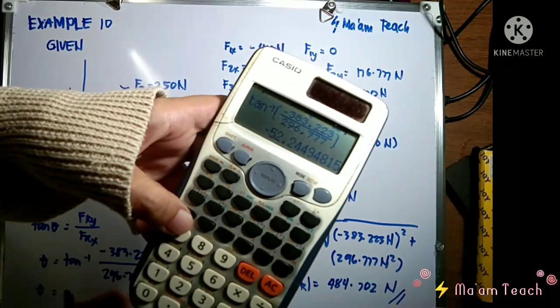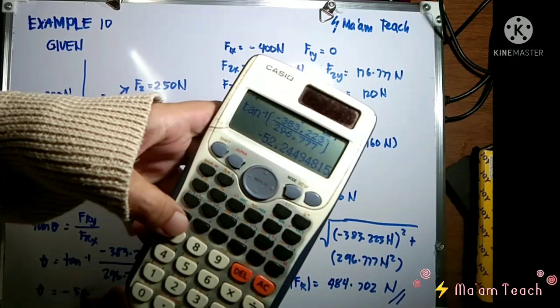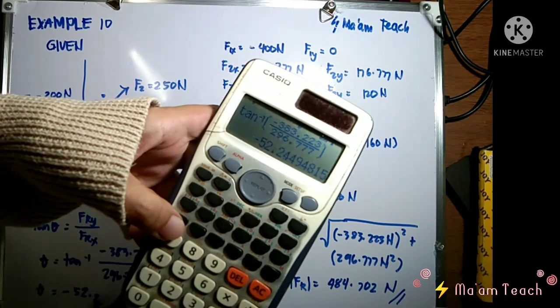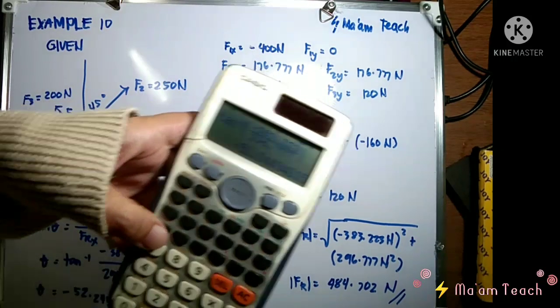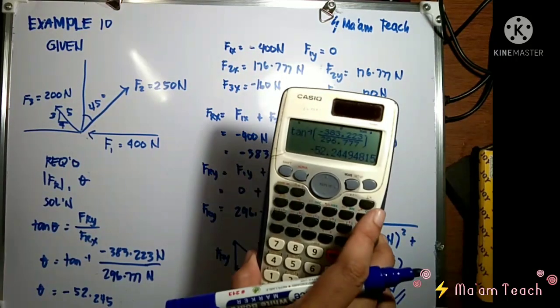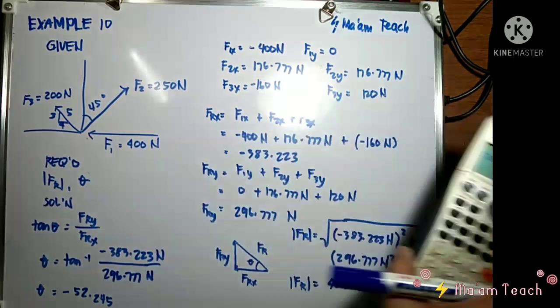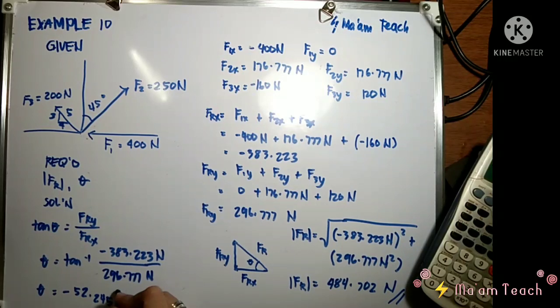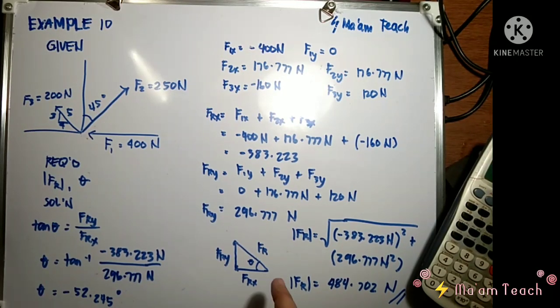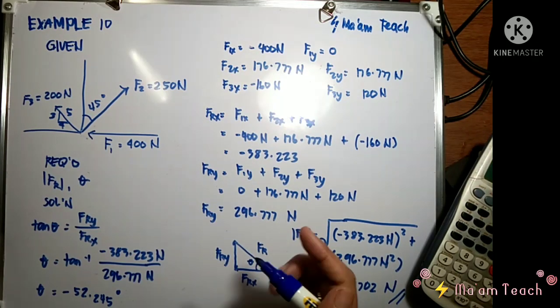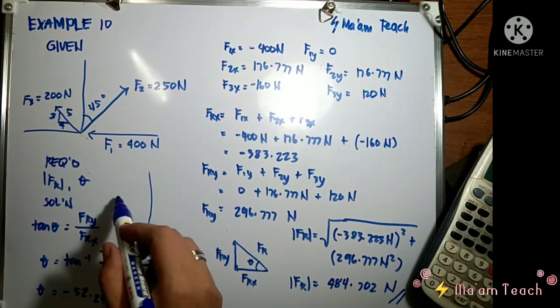So we have negative 52.245. Class, take note, negative 52.245 degrees. Okay, negative. Now, if you look at our location, it should be in the second quadrant, right?